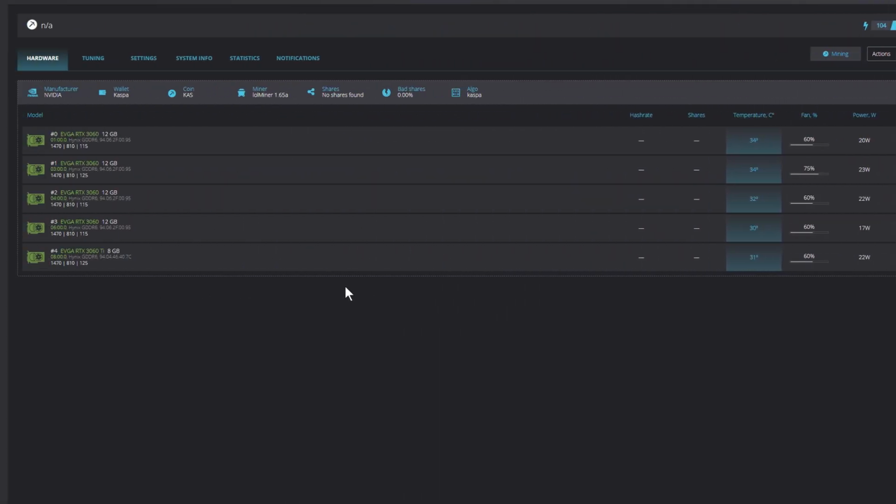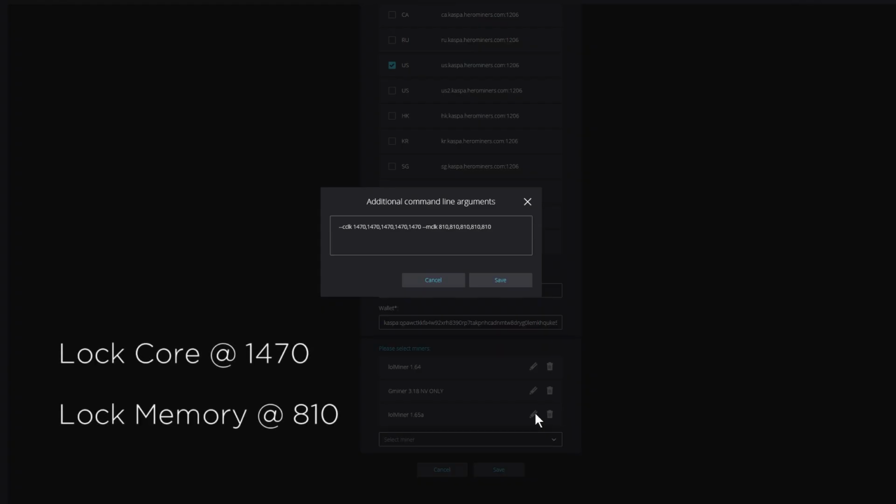Now, let's specifically compare the two miners using the option to lock the core clock and memory speeds in software. We'll first start with lolMiner. Note that the core has been locked to 1470, followed by the memory at 810.